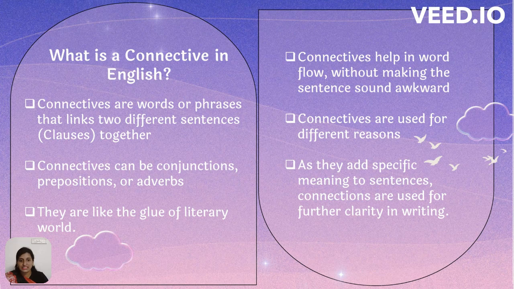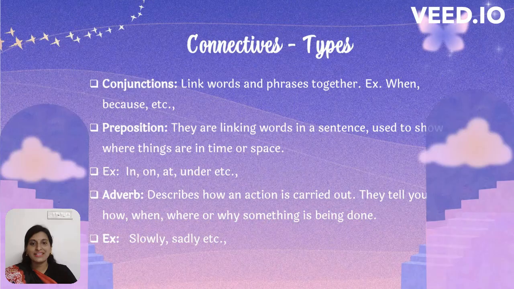Connectives are used for different reasons. As they add specific meaning to the sentences, connectives are used for further clarity in writing. Now, let us quickly look at the components of connectives. Conjunctions. Conjunctions are link words that link words and phrases together. Example, when and because, etc. Prepositions. Prepositions are mainly used to indicate the place of an object in a sentence. Example, in, on, at, under, etc.